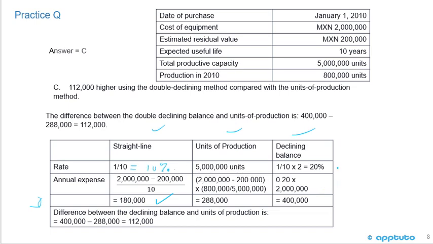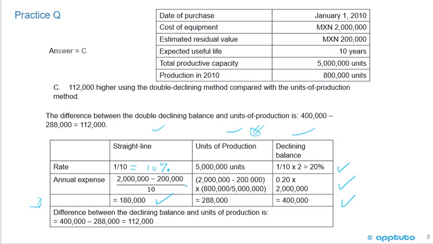Our double declining balance is going to be 1 divided by 10 times 2, which is 20%. So it's 20% times our starting net book value, which is 2 million. We're going to have 400,000. So we can compare the declining balance versus the straight line. It's already higher, 400,000 minus 180,000. Now the next thing that we need to do is calculate our units of production.